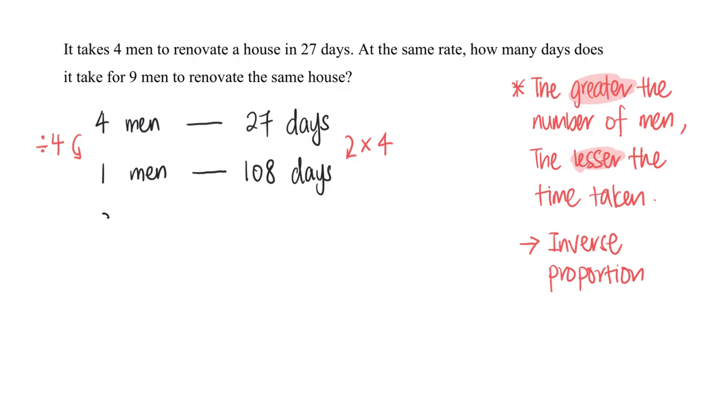And now I can find my 9 men already, because I just need to multiply by 9 here, which means I'm going to divide by 9 on the other side. That will be 12 days. And that will be the answer for this question.